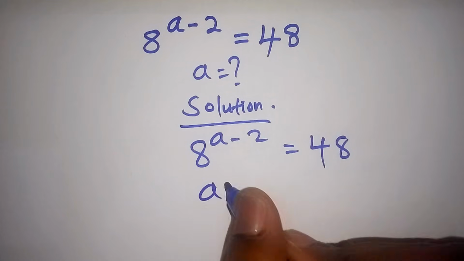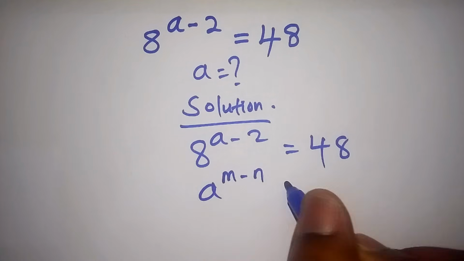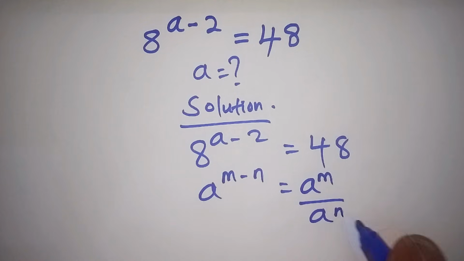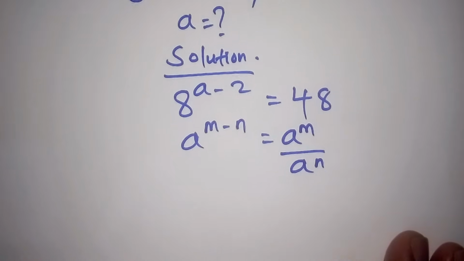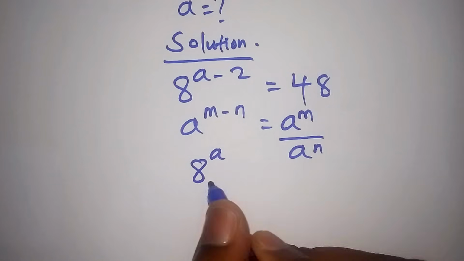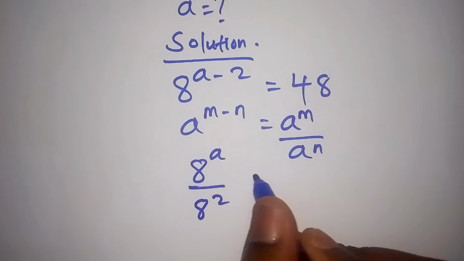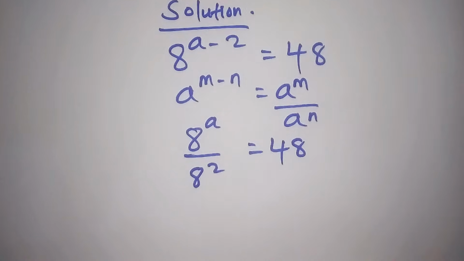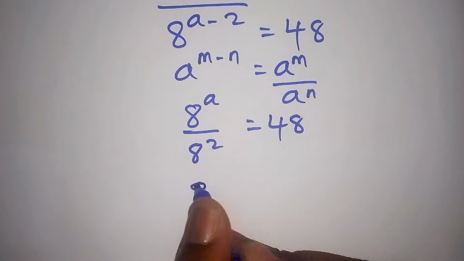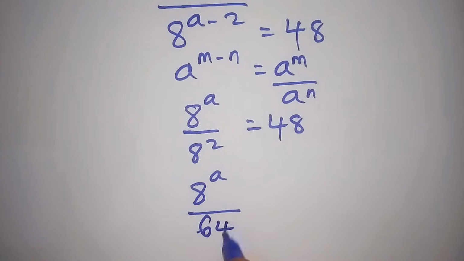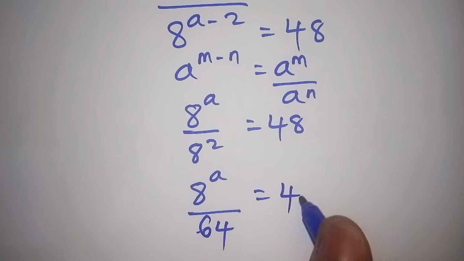When you have a to the power of m minus n, this can be written as a to the power of m all over a to the power of n. So that means we shall now have 8 to the power of a all over 8 to the power of 2 equals 48. Let's work it out very fast. So now we have 8 to the power of a all over 8 to the power of 2, which is 64, equals 48.